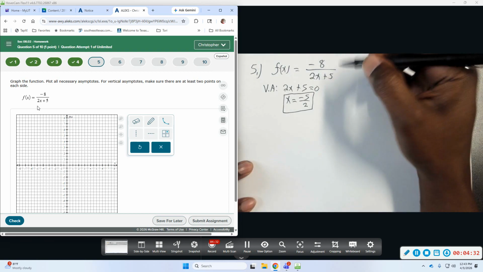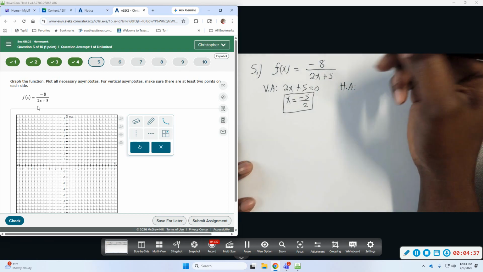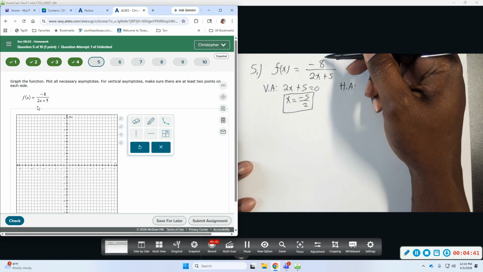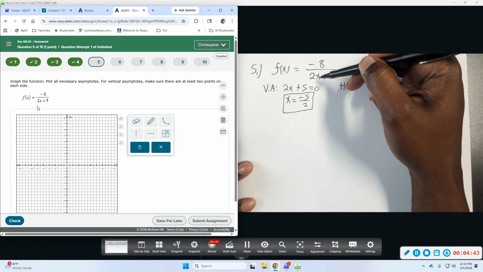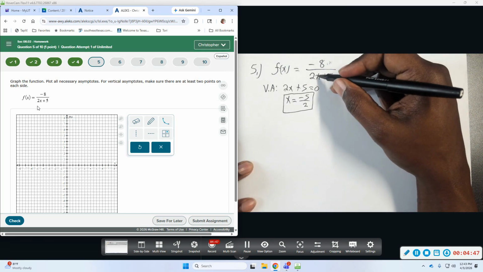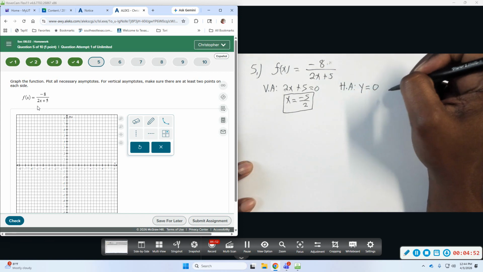When I look at the horizontal asymptote, we are looking at the degree of the numerator compared to the denominator. When the top is greater, there's none. When the bottom is greater, it's 0. There's no degree up here, it's 0, and a 1 down here. So our horizontal asymptote is y equals 0.